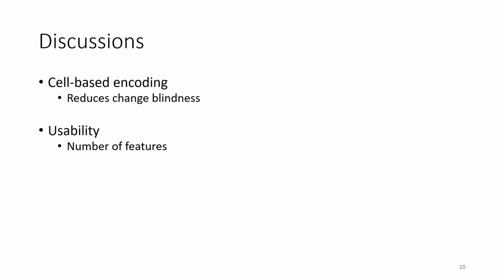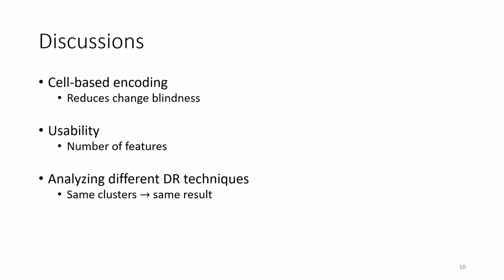Now we have some discussions about the work. The cell-based encoding reduces change blindness because we can visualize various feature values on the scatterplot at the same time. R2 offers focus plus context interaction to deal with high-dimensional datasets. And when analyzing different DR techniques, if the clusters are the same, the results will be the same. Then we recommend analyzing at most 5 feature values on the scatterplot representations because of visual scalability.